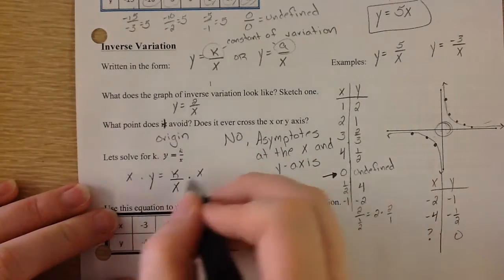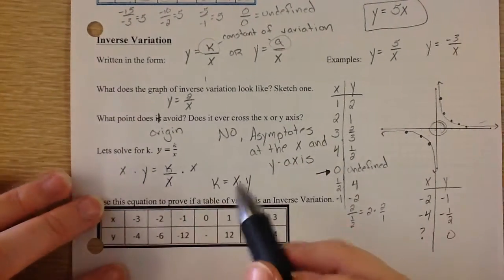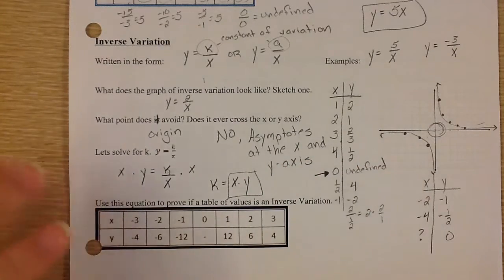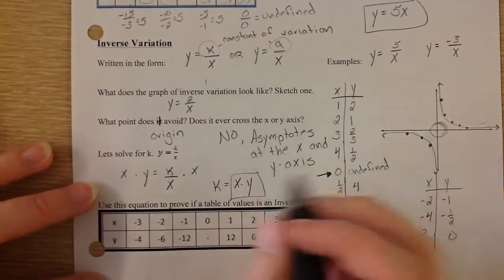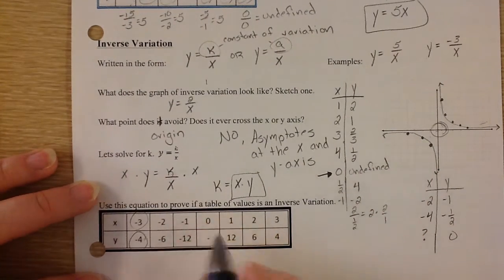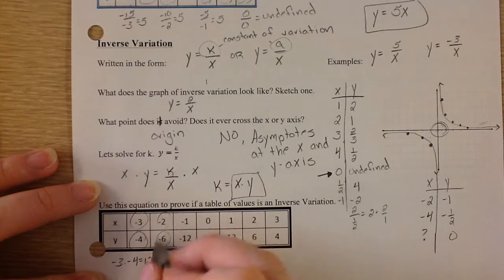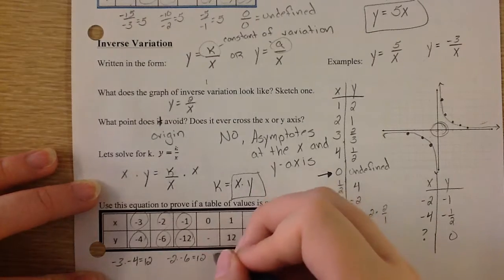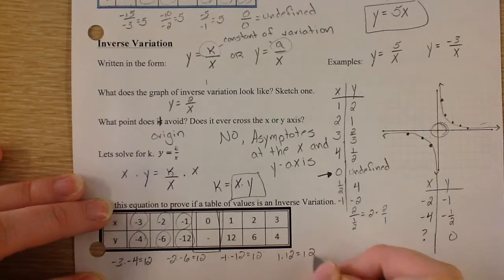by x, k then equals x times y. So in an inverse variation, if you multiply the x times the y and get the same thing every time, then it's an inverse variation. Okay. So if I multiply x times y, so negative 3 times negative 4 is 12. Now negative 2 times negative 6 is 12. Negative 1 times negative 12 is 12. And then again at 0 here, I can't actually put a 0 in, but 1 times 12 is 12.